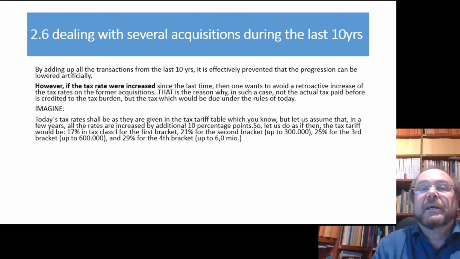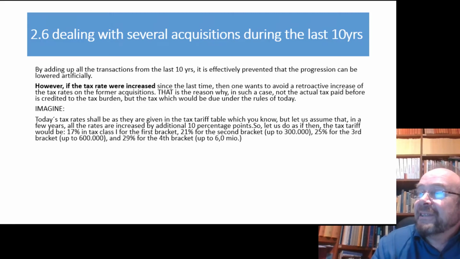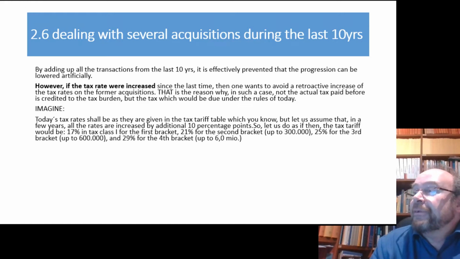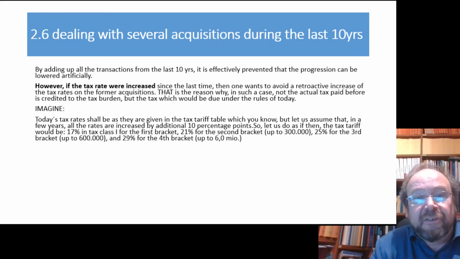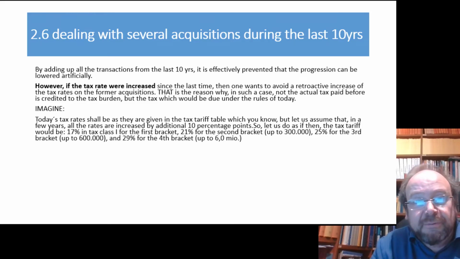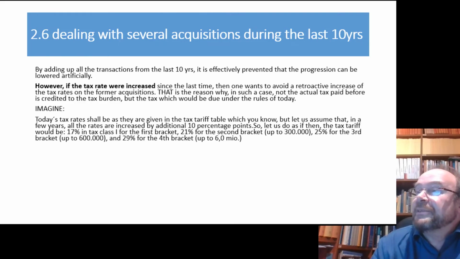Imagine, to illustrate that, today's tax rates shall be as they are given in the tax tariff table, which you know. And now we assume that in a few years, when the second transaction comes, all the rates are increased by additional 10 percentage points. So the first bracket turns from 7%, which is the rate of today, to 17%. 11% are changed to 21%. 15% will be changed to 25%, and 29% for the fourth bracket.